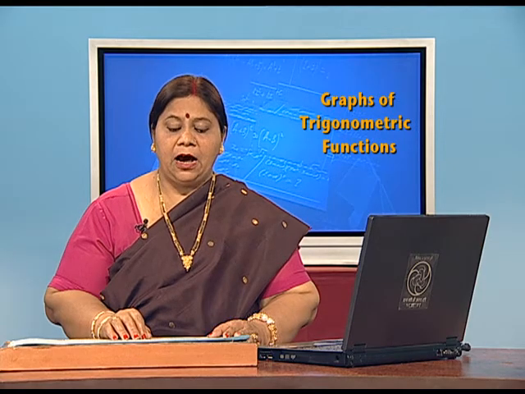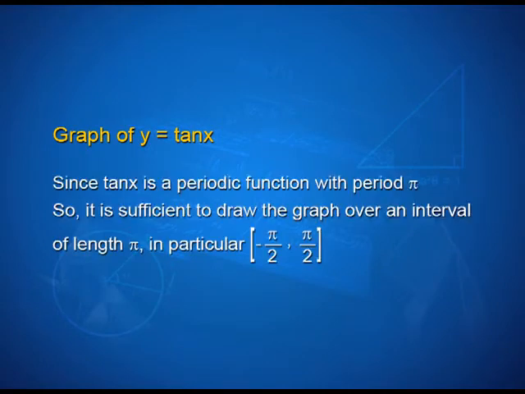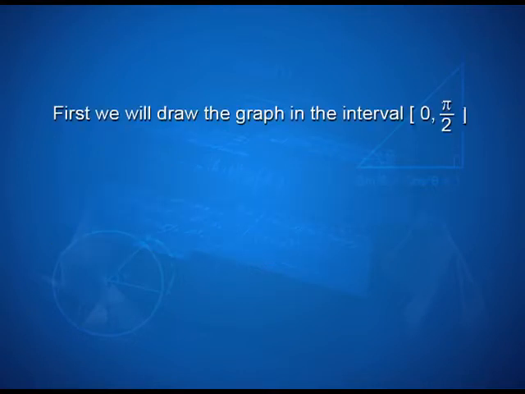Let us see how the graph of the function y is equal to tan x looks like. Since tan x is a periodic function with period pi, it is sufficient to draw the graph over an interval of length pi, in particular between minus pi by 2 and pi by 2. First, we will draw the graph in the interval 0 to pi by 2.